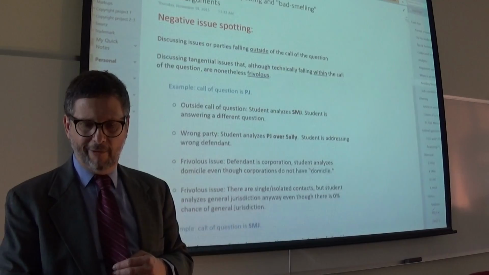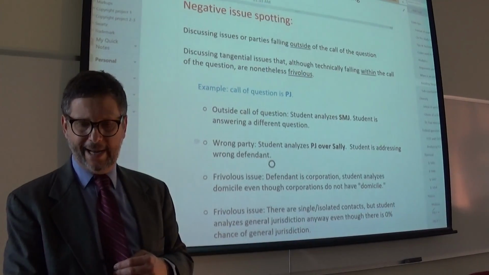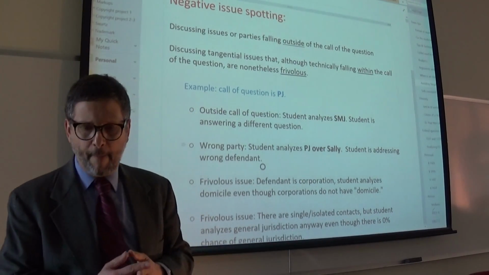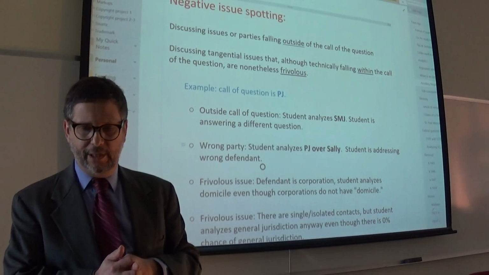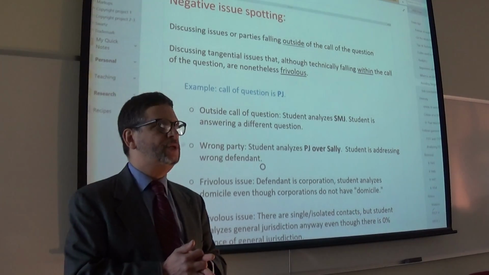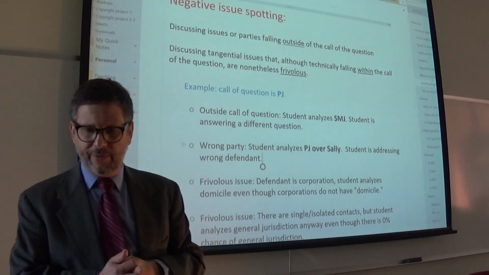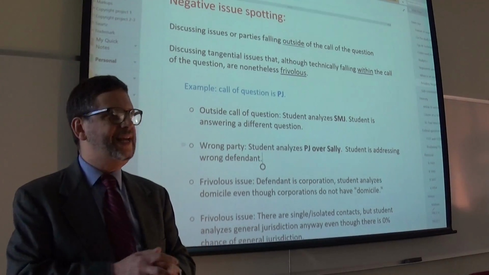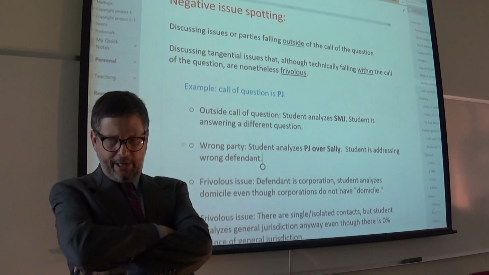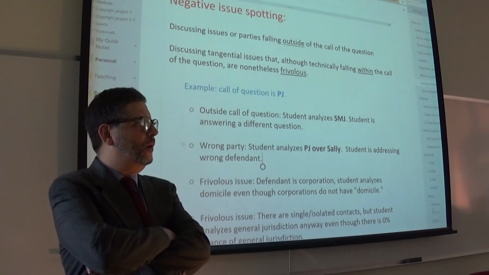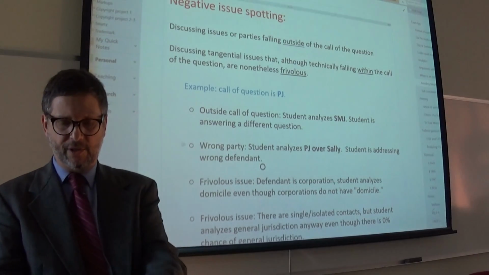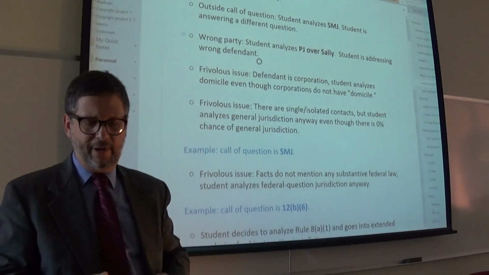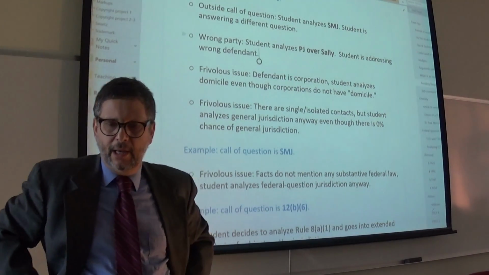So let's get right to avoiding negative issue spotting. Negative issue spotting, again, first discussing parties or issues outside of the call of the question. Or, this is one that people had a hard time with, discussing tangential issues, though technically falling within the call of the question, are nonetheless frivolous. I'll give you some examples of negative issue spotting.